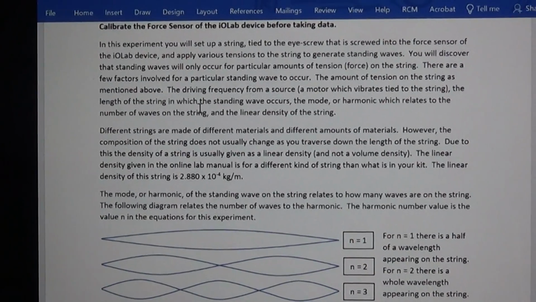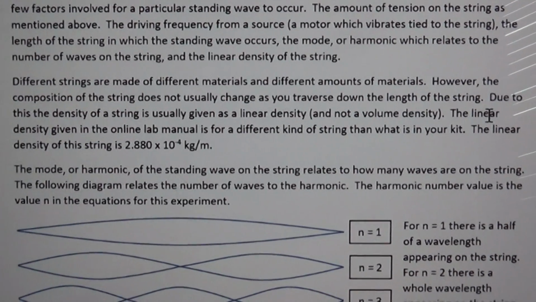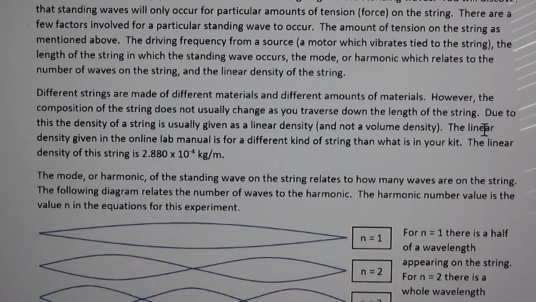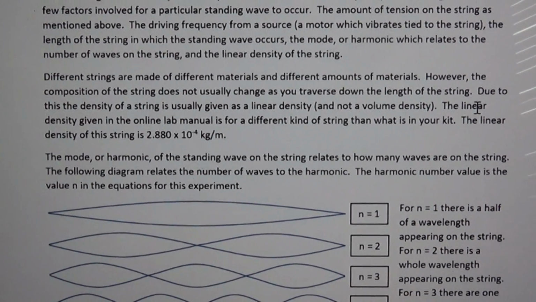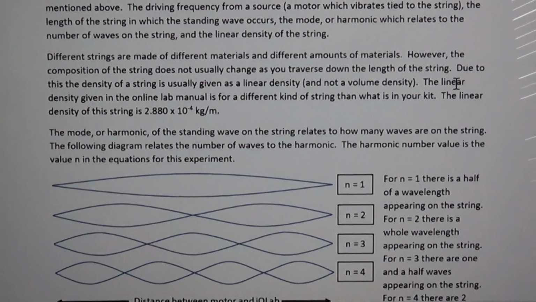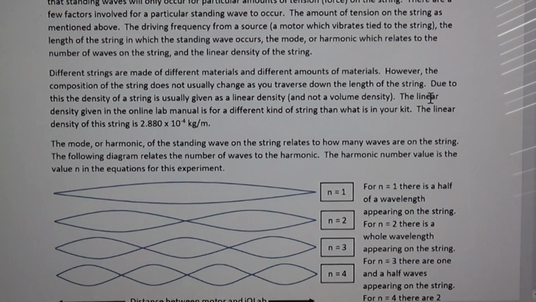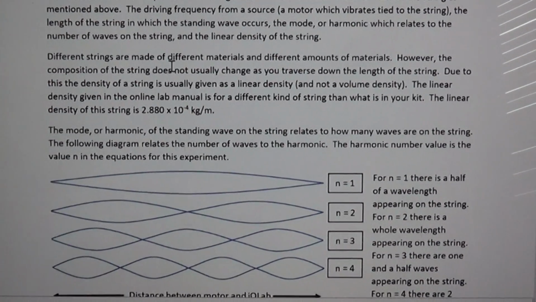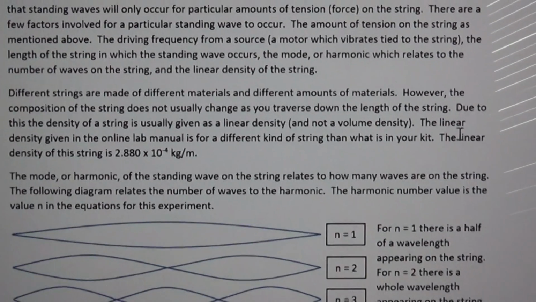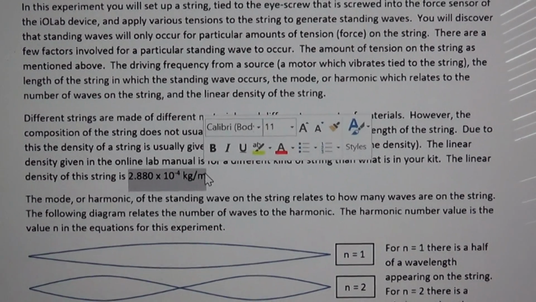Now, different strings are made of different materials. I've written this portion because the string that they're using in the online lab manual, we did use last semester, but a lot of those got cut when they were returned. Of course, that's probably par for the course with the tying of the string. So I used a different string in your kits. The string that you have has a linear density. In fact, all strings have linear density. The linear density is given as 2.88 times 10 to the minus 4th kilograms per meter.